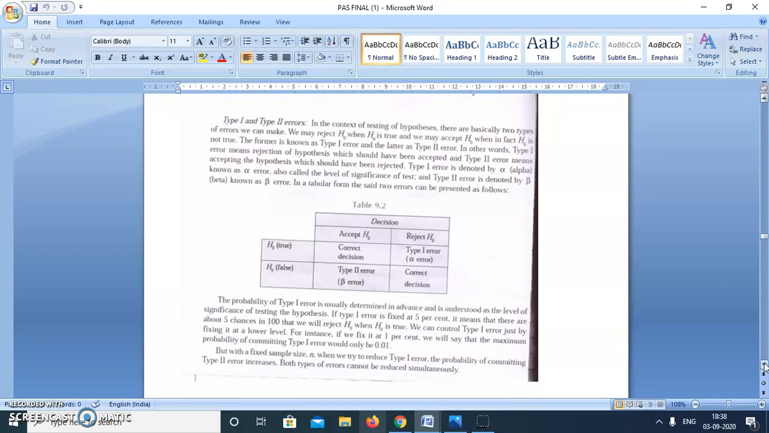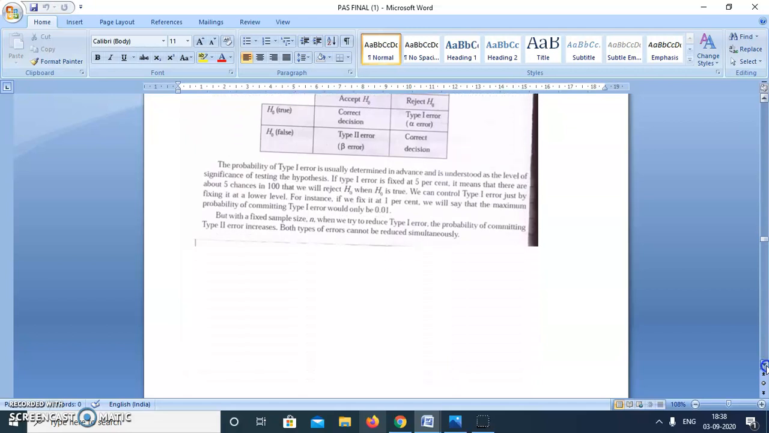We can control alpha error. Now what is alpha error? It is rejection of a hypothesis which should have been accepted. That is called type 1 error or alpha error, and we generally fix it at 5%.